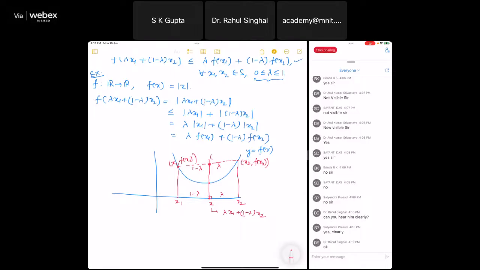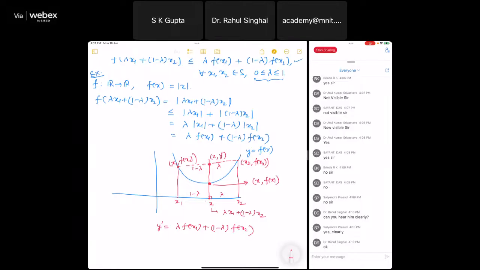So this will be x, suppose this is y. This y, you can call y dash, will be nothing but again the linear combination of these two points, which is lambda f(x1) plus (1 minus lambda) f(x2). However, the coordinate of the point on the curve will be (x, f(x)), because it is lying on the graph of the function.